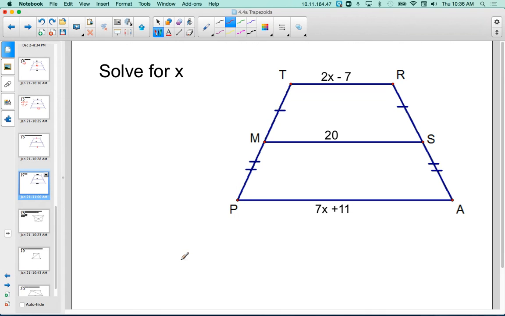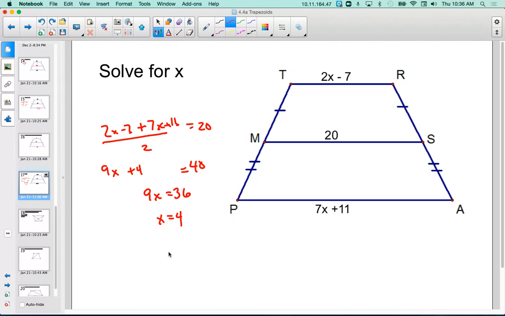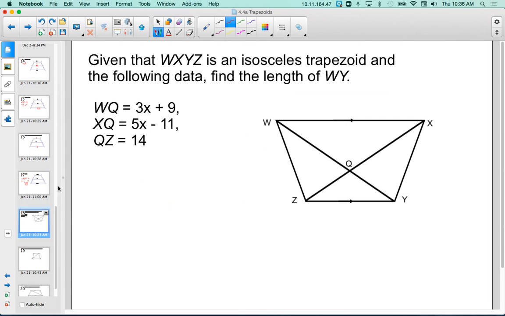You can also have a problem where you're solving for a variable here. We could do 2x minus 7 plus 7x plus 11 divided by 2 equals 20. Multiply both sides by 2. I'm going to combine my like terms as well: 9x plus 4. Subtract 4 from both sides, and divide by 9. x equals 4. Again, pause this if I'm moving too fast. I'm trying to make the video not terribly long.